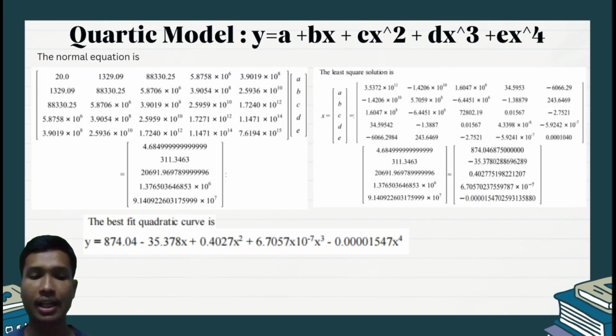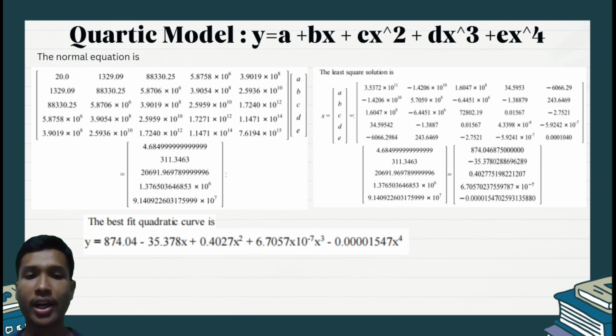Now, these are the normal equations for the quartic equation. We already know that A times x equals y in the matrix equation. Therefore, the top left we consider as A, while x represents a, b, c, d, and e. The least square solution is x. So if we combine them together, we will get the right side as x.